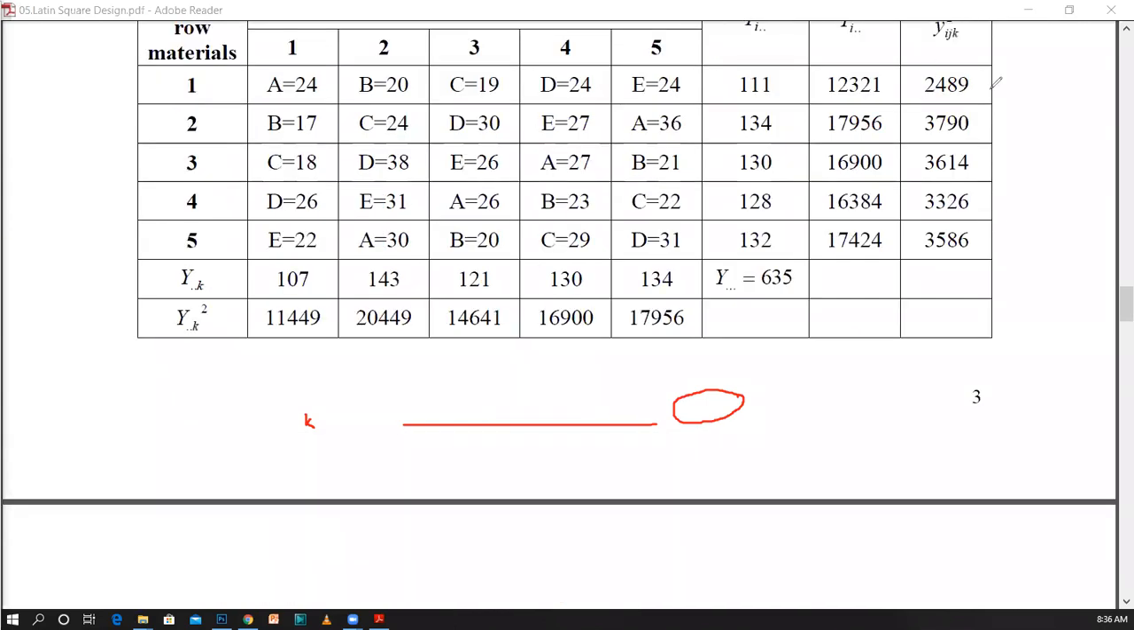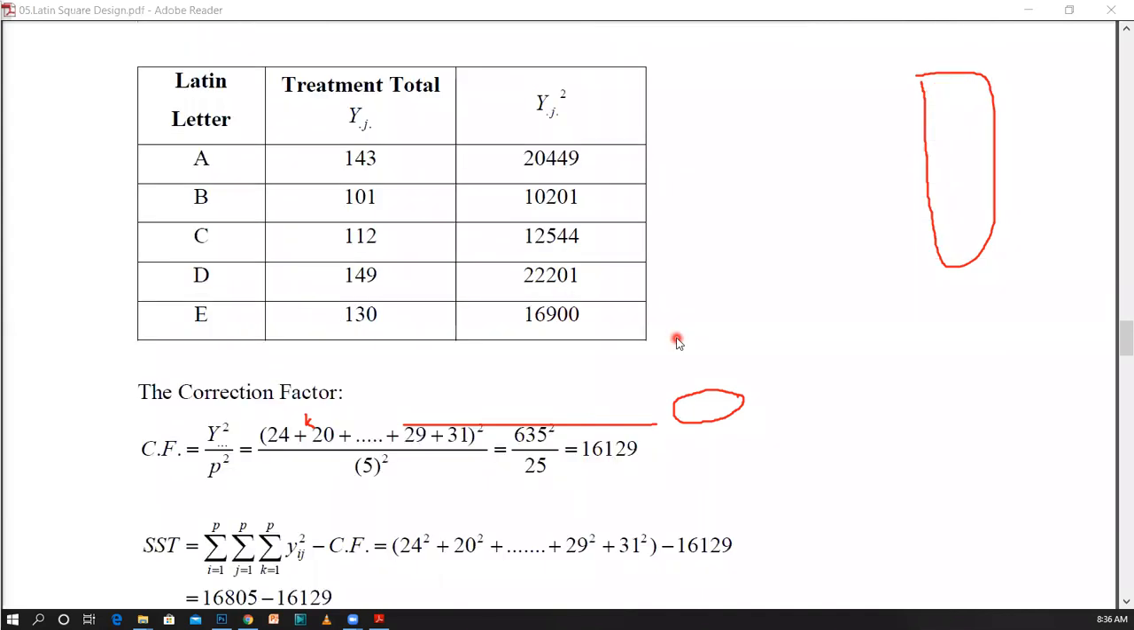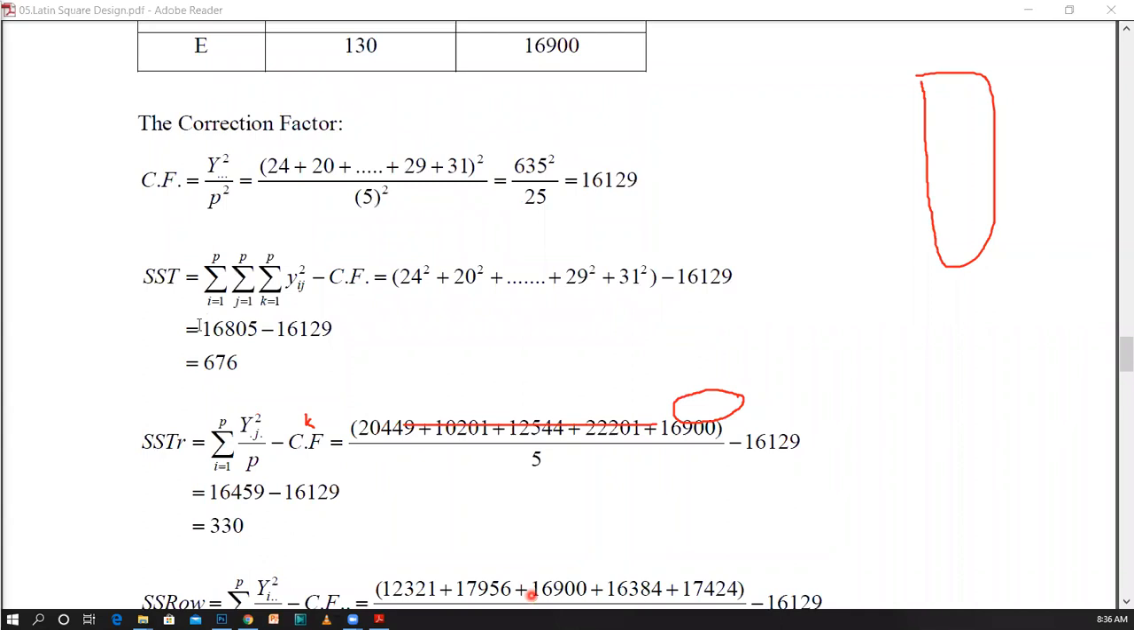Now, these are the values that you have obtained for each row. Therefore, you can simply get the summation of these values. Then the summation of these five values would be now equal to 16,805, and once you subtract the correction factor from this, then you will get the total sum of square as 676. Then we have to obtain the value for treatment sum of squares.